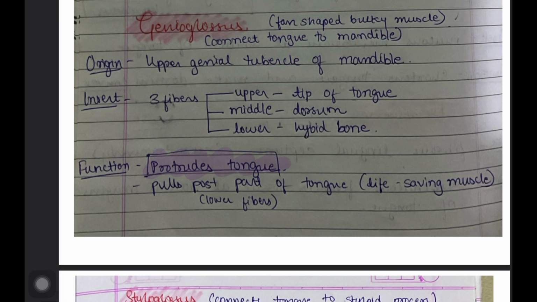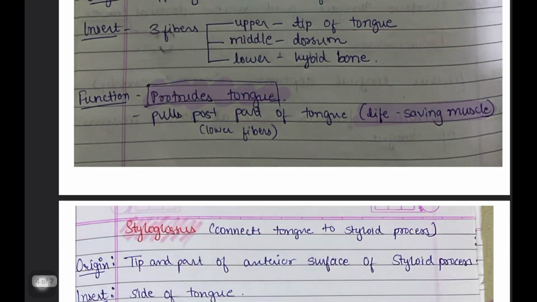It is a life-saving muscle. This is a very important point to remember. Whenever a person's tongue falls backwards, that is into the mouth, it blocks the airway and it can lead to a life-threatening situation. So genioglossus is the only muscle which keeps the tongue protruded. So that's why it is known as life-saving muscle. Okay. The lower fibers are responsible for that.